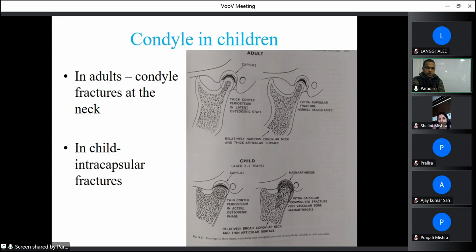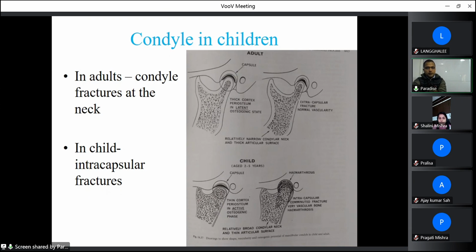The anatomical difference between the pediatric patient and adult is, in case of a pediatric patient, the cortex is thin, the neck is broad, the periosteum is very thin, and all the cells which are present within the bone marrow cavity are in active osteogenic phase. So whenever there is a condyle fracture, new bone is formed, and the chances of TMJ ankylosis are more common in pediatric patients.